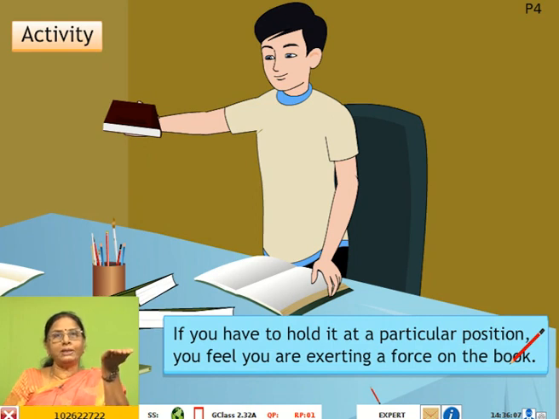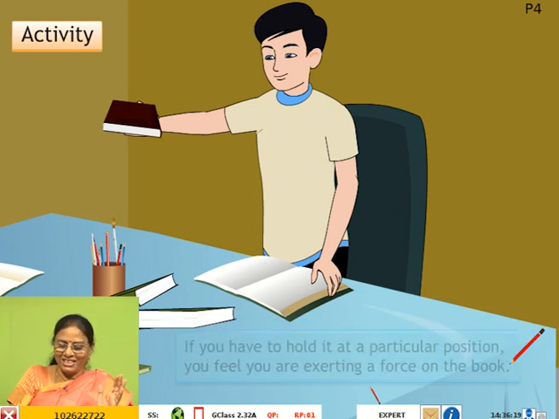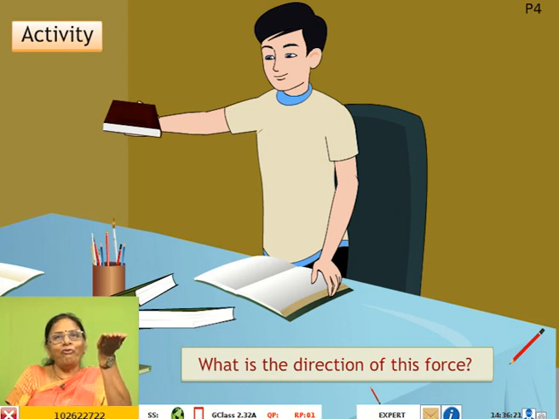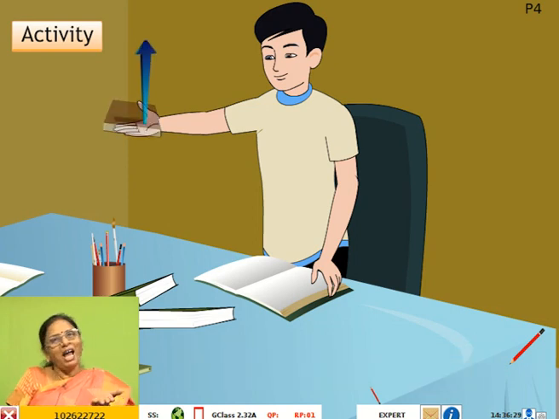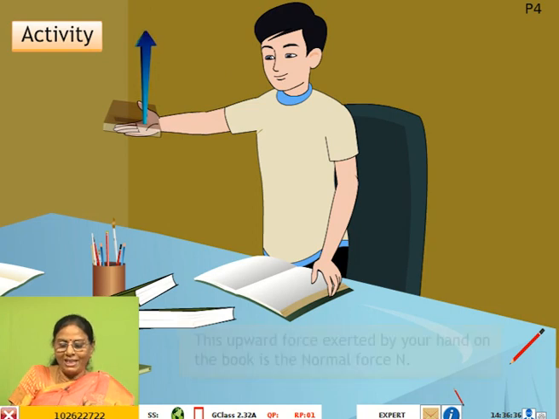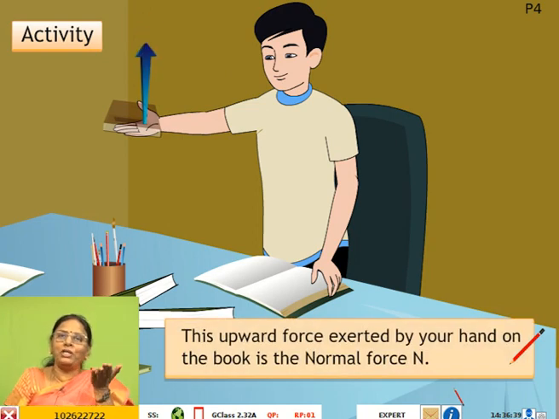Now, you have to hold this hand at a particular position. Your hand should not go down due to the weight of the book. Then what should you do so that your hand remains in a particular position, children? Yes, you will be exerting a force on the book. What will be the direction of this force? Yes, it is in the upward direction. So, this force exerted by your hand on the book, we call it the normal force, so that your hand stays in a particular position.